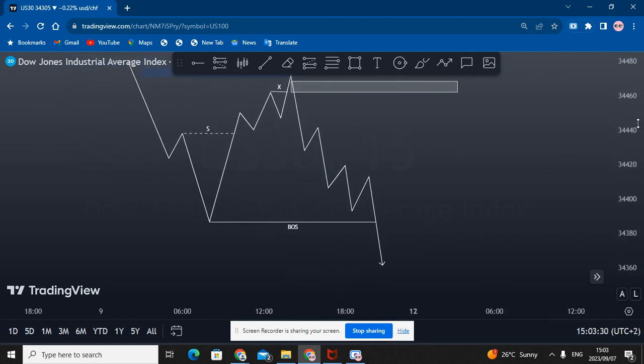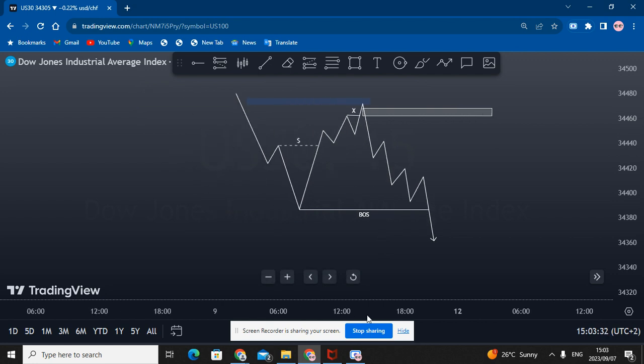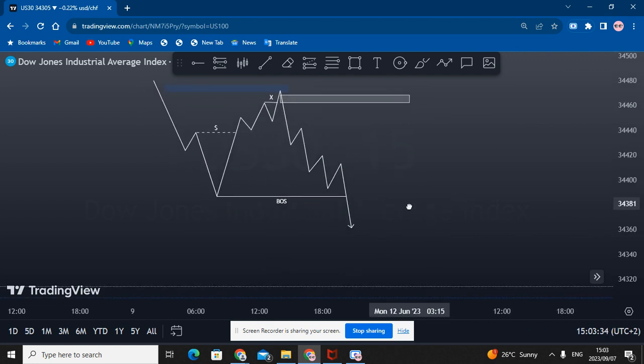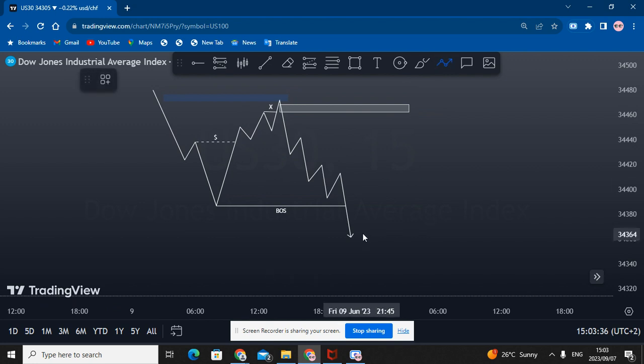All right, as I was saying, what most people do is, when they see the market creating a pullback like this and it takes orders, let's say it takes orders here, and it continues going down.